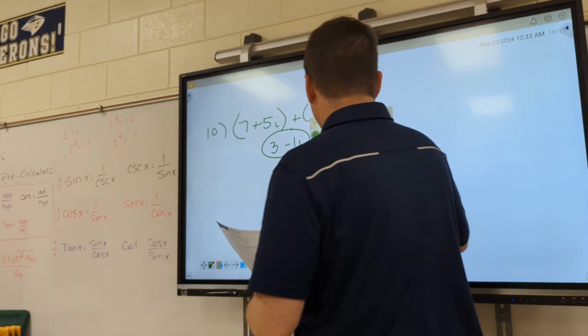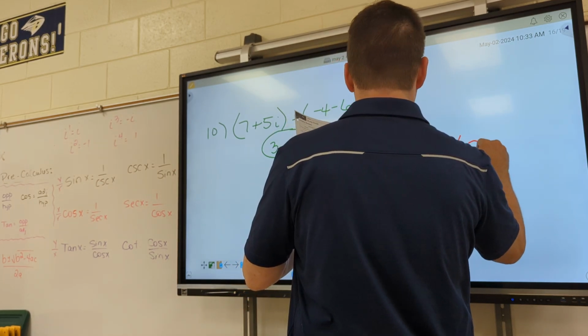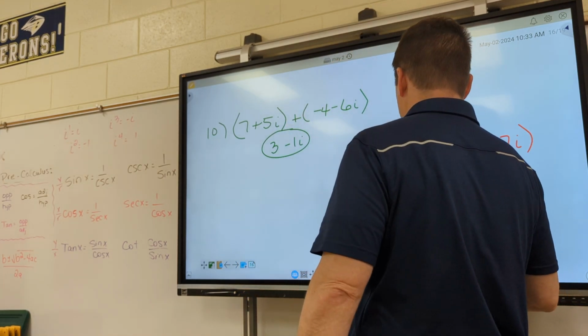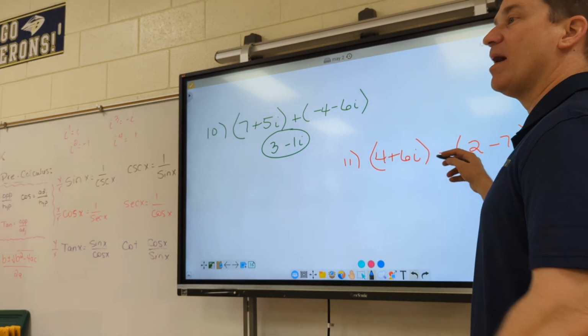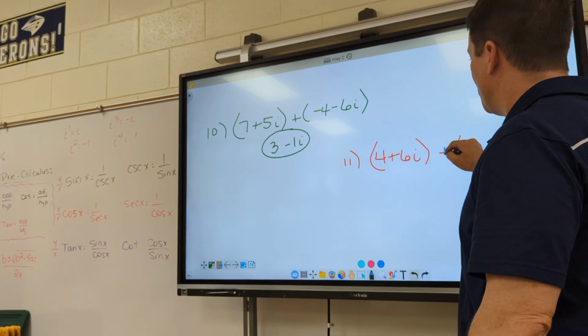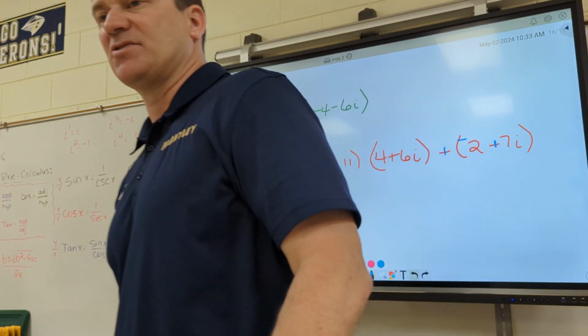All right, what's the difference on 11? Look at 11. 11's got a minus in the middle. How does that affect our problem? Well, you can't have a minus in the middle, right? We're going to distribute negative 1. That makes it a negative there and a positive there. Now combine like terms and you're good.